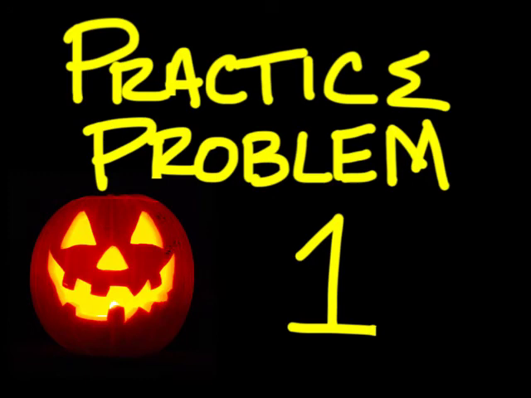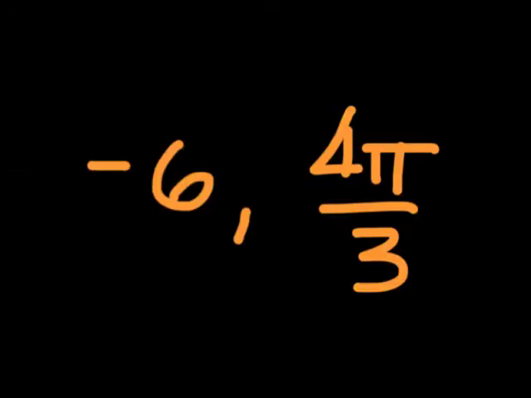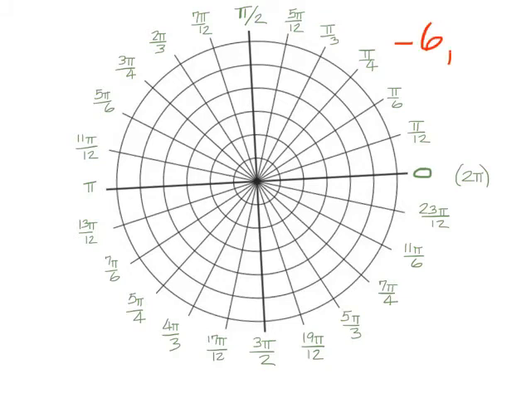Practice problem number 1. The problem is -6 and 4 pi over 3. Work that one out and bring it up. The solution for the practice problem.